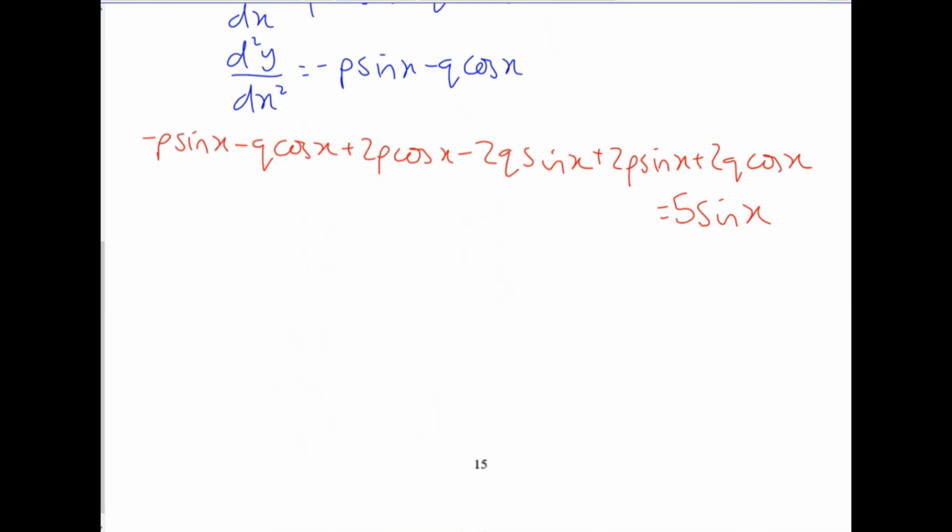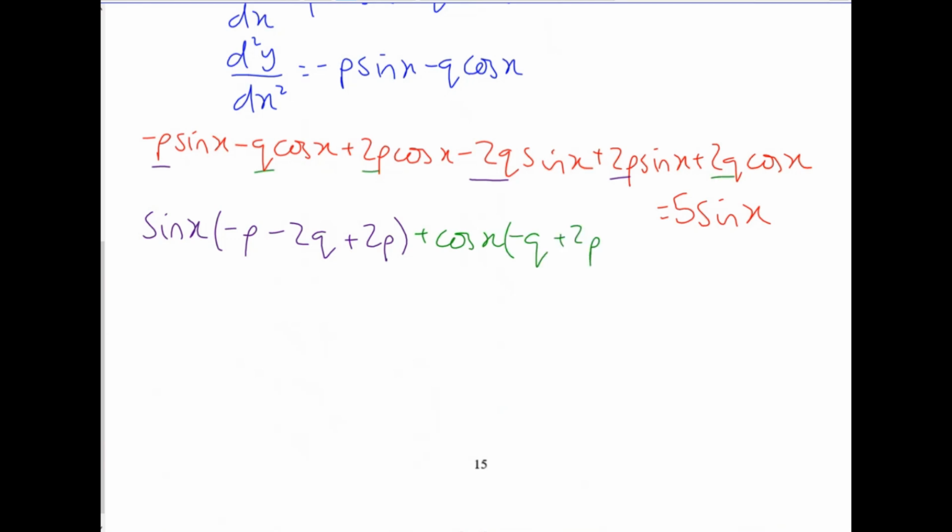We're going to collect up all of our sines and coses now. So let's do sines first. So sine x, we have minus p from this one. We've got minus 2q from that one, and we've got plus 2p from there. Coses, we've got minus q plus 2p, those two, and last one plus 2q equals 5 sine x.